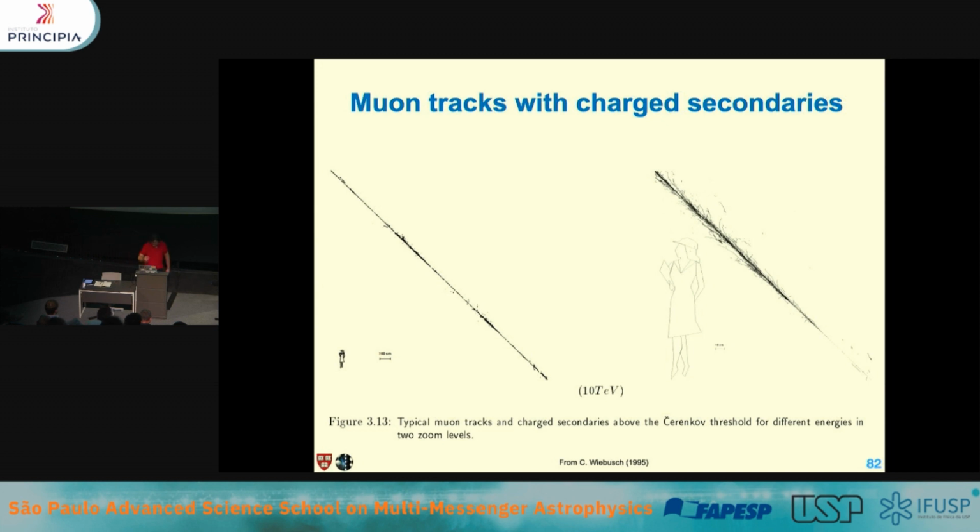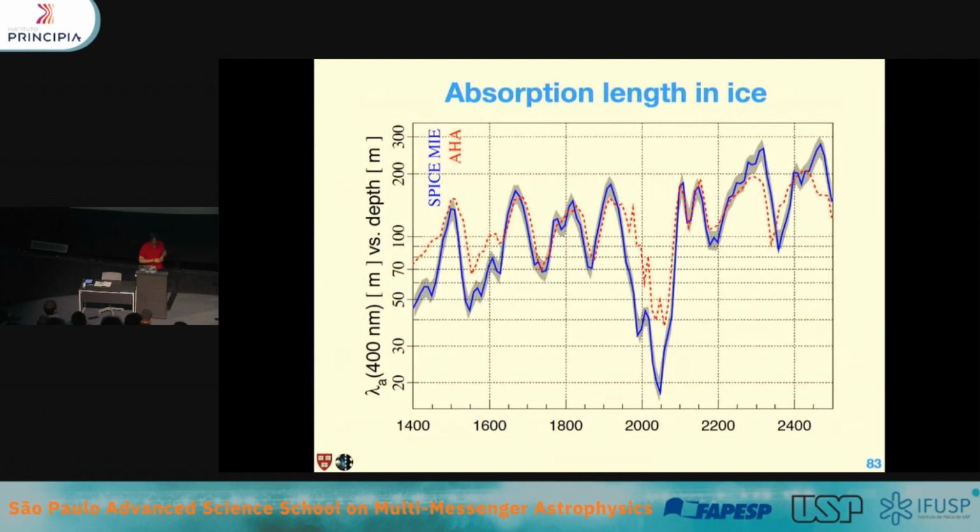Now, the light that you're going to observe in your detector is not only going to depend on these stochastic muon energy losses, but it's also going to depend on the absorption. And so the absorption is going to be depth dependent, at least in the case of IceCube, but it's similarly in water. So here you see the scattering coefficient, right? Or the absorption length in units of meters as a function of depth.